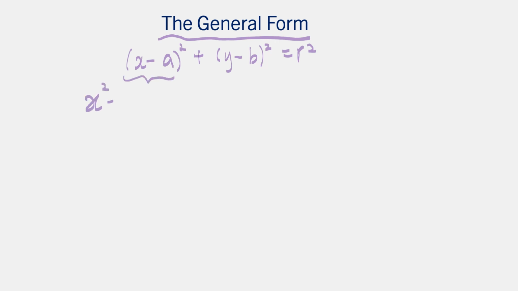So what is this general form all about? It's actually derived from the standard form. So let's write down the standard form first. The general form is just another way of presenting the equation of the circle. So I'm going to expand this. You get x squared minus 2xa plus a squared. Expand the other one.